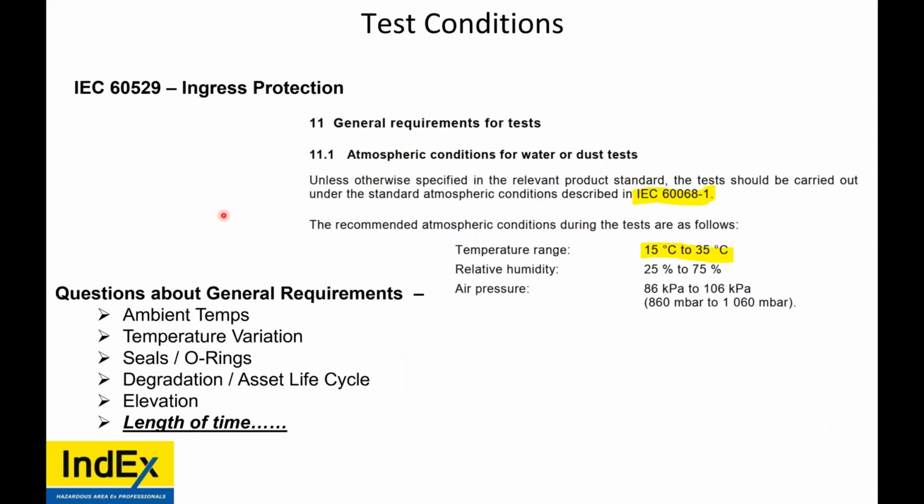So when we talk about ingress protection, there are test conditions that must be met. Now, atmospheric conditions of the water is defined by another standard which is older, and IEC 60068-1. It recommends that the atmospheric condition is 15 to 25 Celsius. Also, the water temperature could be that. Also, the relative humidity in the room, as well as air pressure.